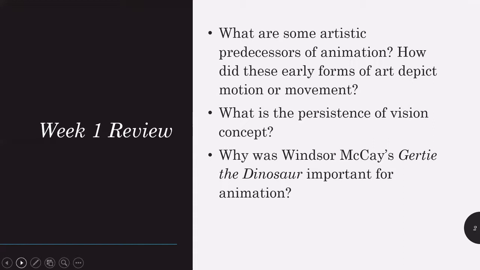Next, why was Winsor McCay's Gertie the Dinosaur important for animation? Remember, we watched this at the very end of last week, and this one was really important because it was the first time we saw a real story in animation. So it had a narrative where Winsor McCay was talking to Gertie the Dinosaur from the stage, but also because Gertie had a personality. This was the first instance we have of personality animation or character animation. Gertie was sort of feisty and sort of pushed back at Winsor McCay and didn't really want to participate in the short the way he wanted her to. She had her own personality, and that's the first time we really see that in animation.